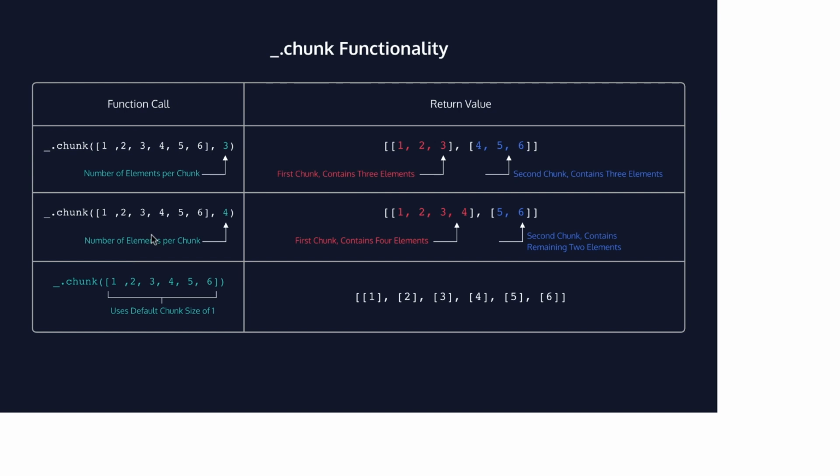We can take a closer look at the diagram that's provided. We see we have our function call of chunk. We're setting it to 3. And again, we see that it is broken into 2 groups of 3. We see our return value. We have another example. Here we have a number of elements per chunk of 4, and we see that our second chunk contains the remaining 2 elements. Here we have it using a default chunk size of 1, and each one is broken into 1.